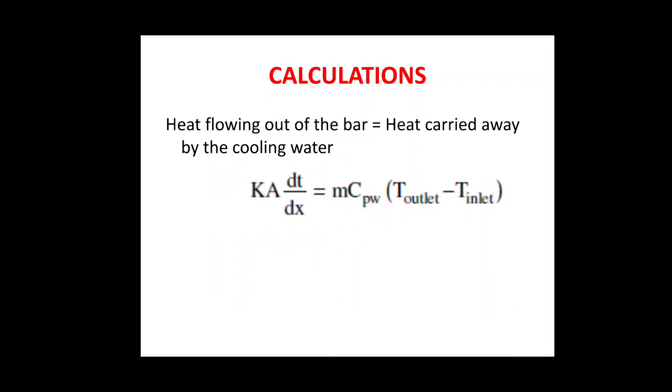So you can see that K A dT by dx must be equal to m Cp dT. Here we have to find out K. A we know, this is from the specification, that is the cross-sectional area. dT by dx we can find out since we have the data of the temperature across the length of the test rod. m is the mass flow rate that we have to calculate. Cp is the specific heat of water which we know. T outlet and T inlet are the temperatures of water at outlet and inlet. From this we can find out the thermal conductivity of the metal rod.